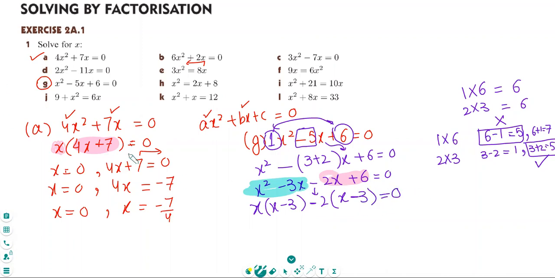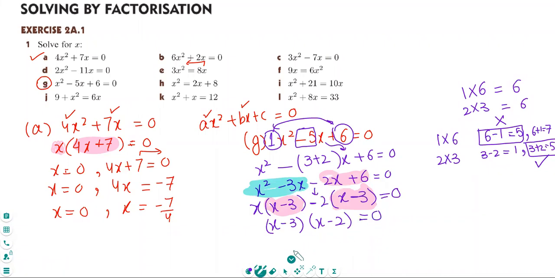Now you can see that x minus 3 and x minus 3 is the common factor, right? So I'm taking x minus 3 common. And what will be the leftover? x from the first and -2 from the second. So x minus 2 will be the leftover.